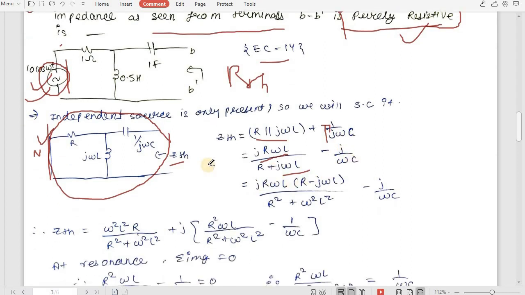Okay, now we have the task that we have to separate our real and imaginary part. To do so, we are not going to cross multiply it. We are going to rationalize this part such that we will get the imaginary and real part of this term. So let's rationalize it. So it will be j R omega L times R minus j omega L, and at denominator it will be R plus j omega L multiplied by R minus j omega L.